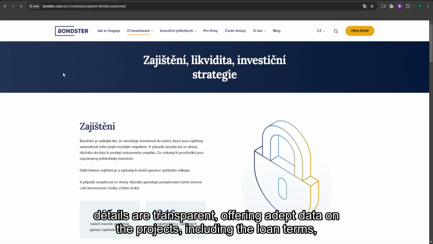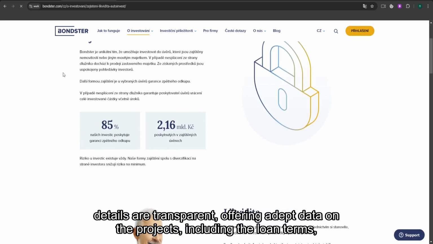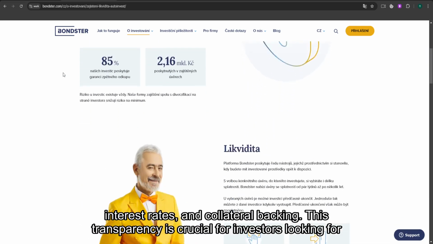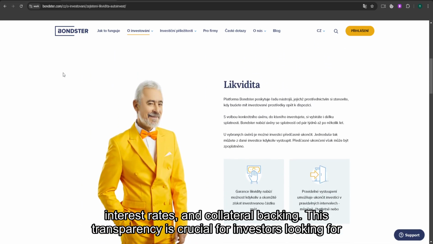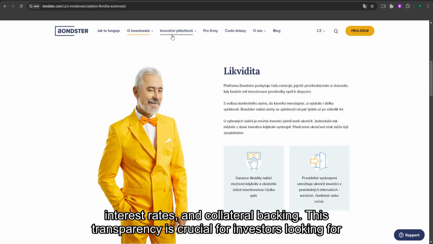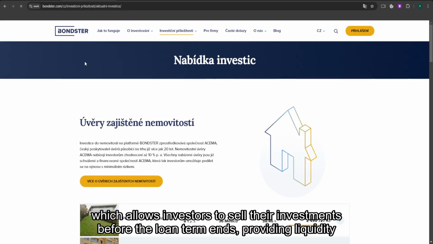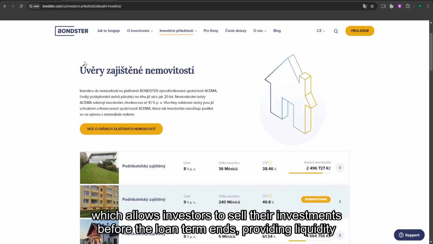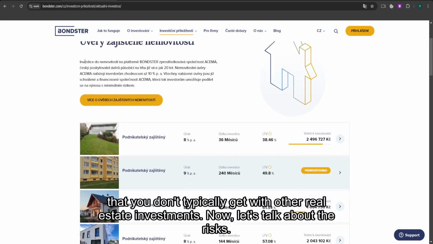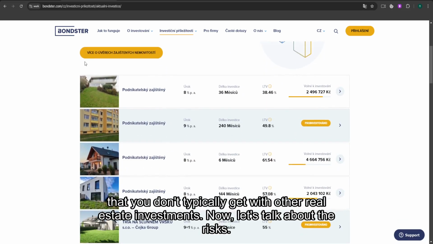Bondster's project details are transparent, offering in-depth data on the projects, including the loan terms, interest rates, and collateral backing. This transparency is crucial for investors looking for clarity before committing their money. Another positive aspect of Bondster is the secondary market, which allows investors to sell their investments before the loan term ends, providing liquidity that you don't typically get with other real estate investments.